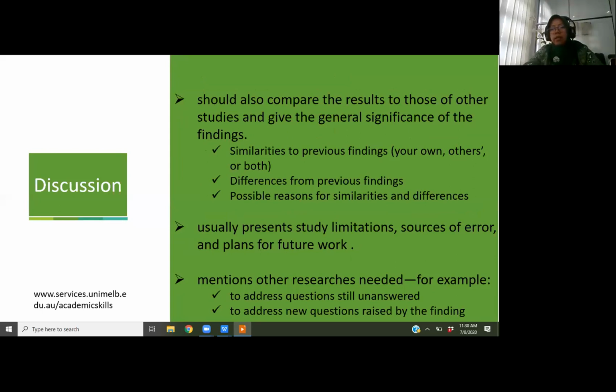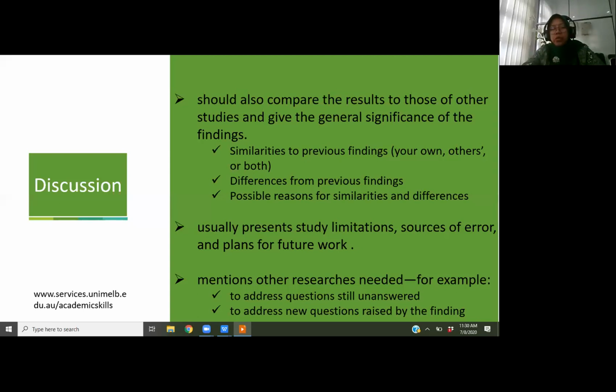You can say this finding is similar to the previous finding or is different from the previous finding. You should also mention not only that it's different from this study of someone, for example, but you need also to say what is the possible reason for the similarities and the differences, what makes it different. So you need to discuss that.